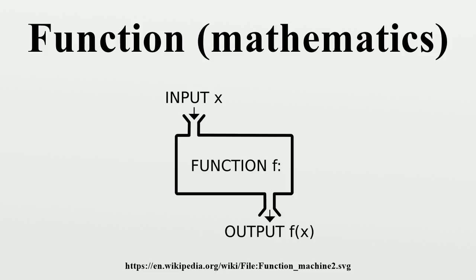As an example, the factorial function is defined on the non-negative integers and produces a non-negative integer. It is defined by the following inductive algorithm. 0! is defined to be 1, and n! is defined to be n times (n-1)! for all positive integers n. The factorial function is denoted with the exclamation mark after the variable.